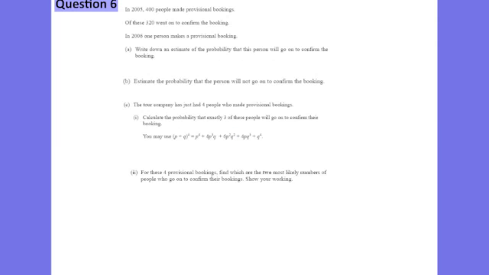Question number 5. A company runs holiday tours. In 2002, 400 people made provisional bookings. Of these, 320 went on to confirm the booking. What's the probability of the booking being successful, then confirming? 320 out of the 400, which is the equivalent of 4 over 5, or expressed as a decimal, 0.8.